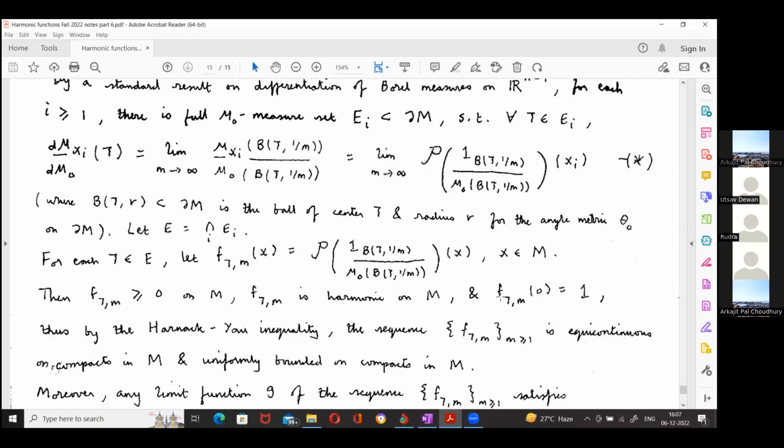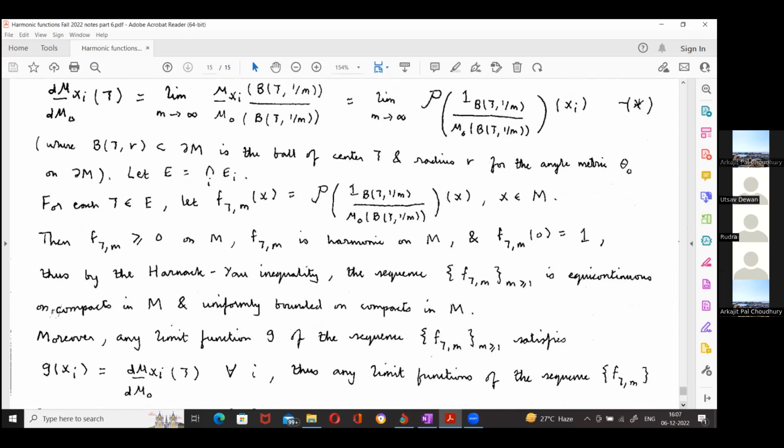So these are a sequence. If I fix xi and look at m varying, this is a sequence of non-negative harmonic functions whose value at the origin is fixed, equal to 1. Therefore, by the Harnack-Yau inequality, this sequence is going to be equicontinuous on compacts and also uniformly bounded on compacts, right?